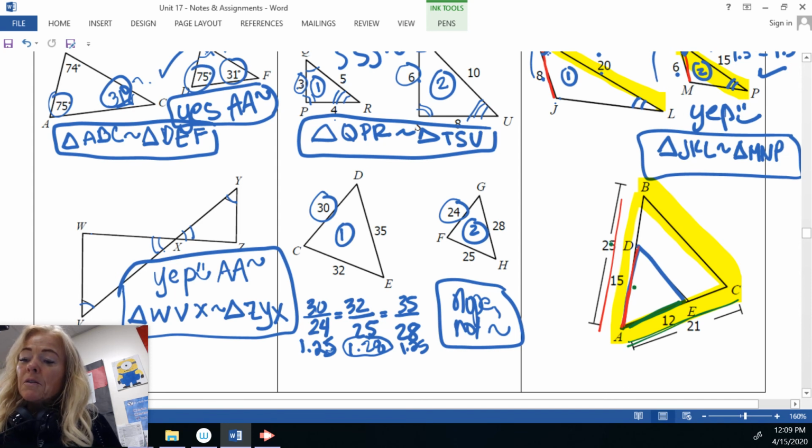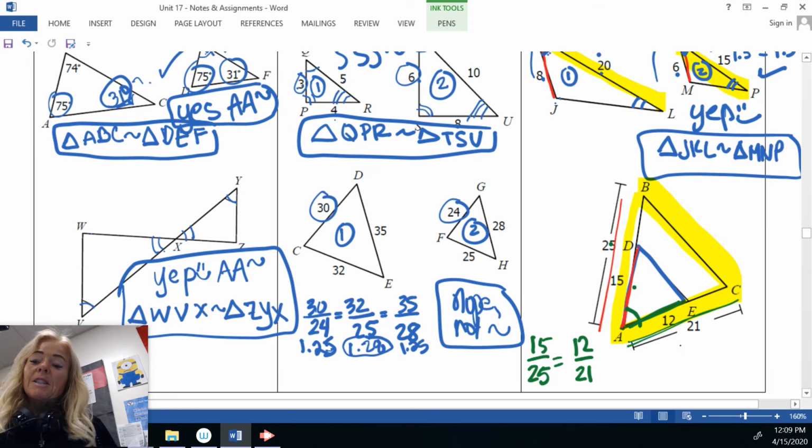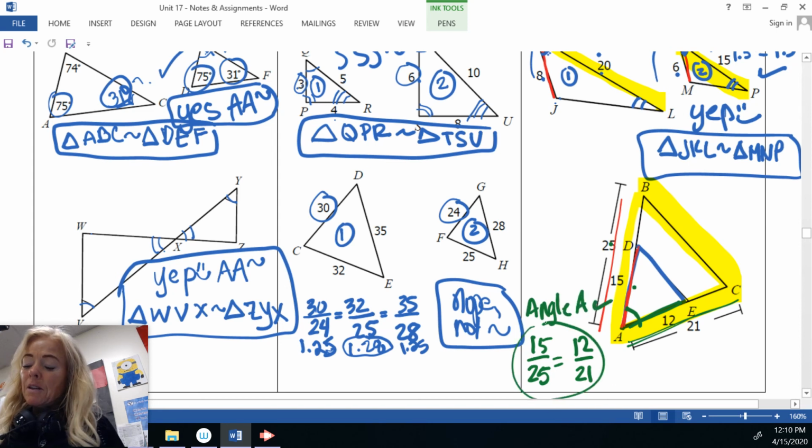So 15 over 25 must equal 12 over 21. Okay, those are the two sides that have to be proportional. Now, the angle requirement is met because A is a reflexive angle. It is the same angle for the small blue triangle and the large yellow triangle. Same exact angle. So the angle measurement A is taken care of. Now, if this part is true, then the proportional side requirement is also satisfied.